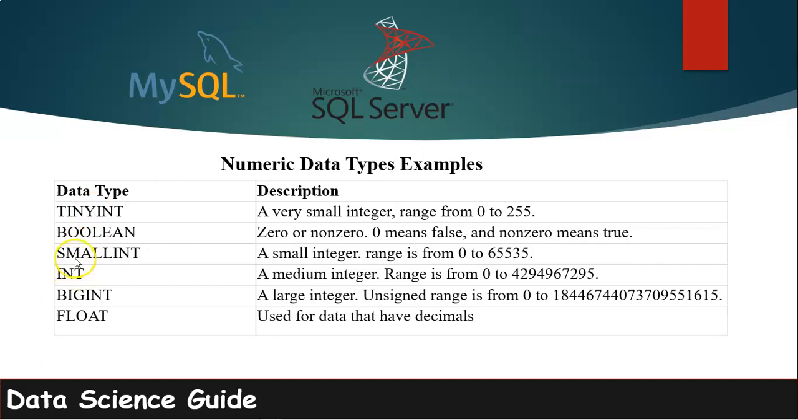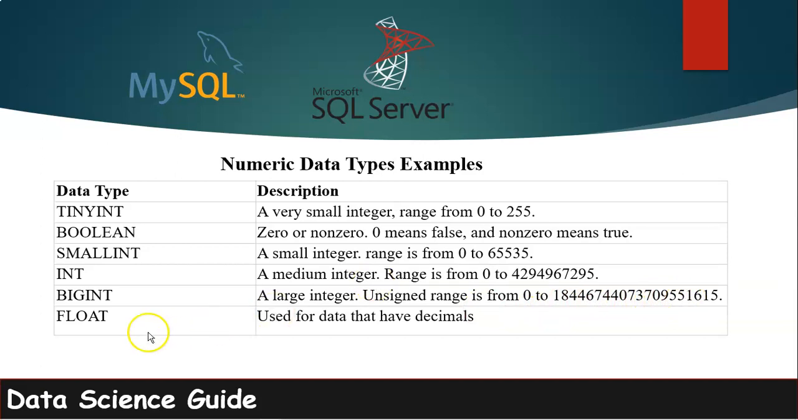And the next one here is small integer. And the range of the small integer is between 0 and 65,535. So this is the maximum number that we can reach. After that, we have integer. And by the way, integer is the most used numeric data type. It has a medium range. As you see, this number is big. It's in millions. And the next one is big integer. The range here is from 0 to, as you see, this very huge number.